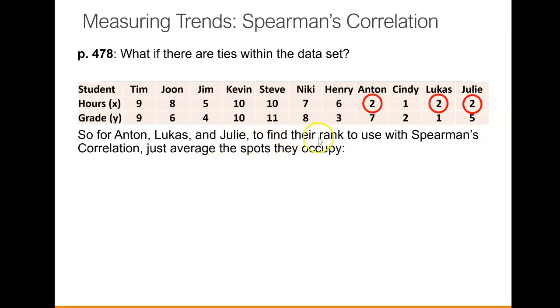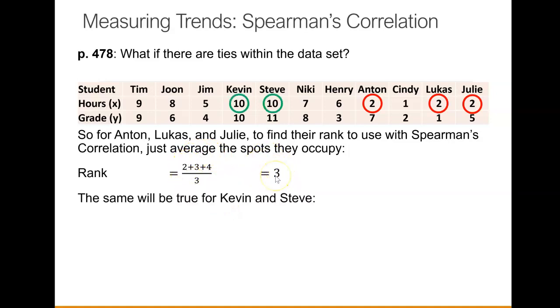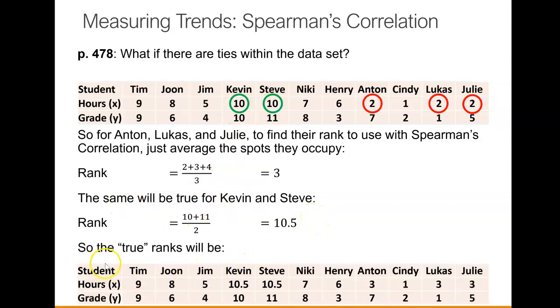So these guys, to find their rank to use with the Spearman's correlation, we just average the spots they occupy. So this is 2nd, 3rd, and 4th spots. So they should get 3s. These guys are 10th and 11th, so they should get 10.5s. So the true rank should be this. Did you see what we did there?